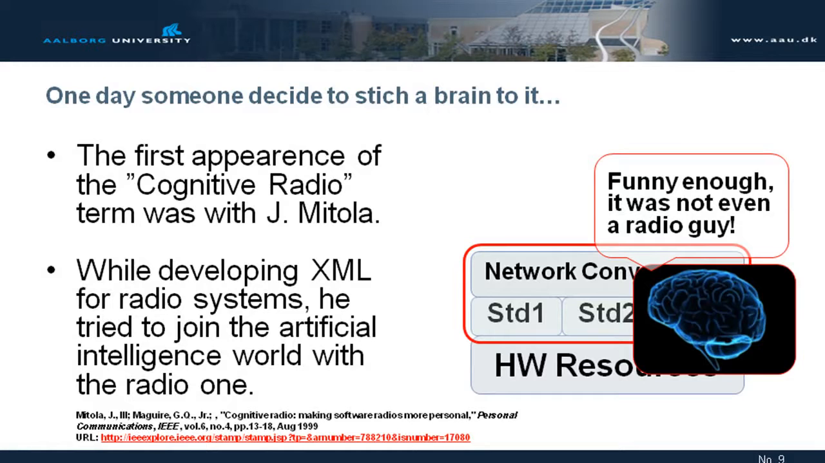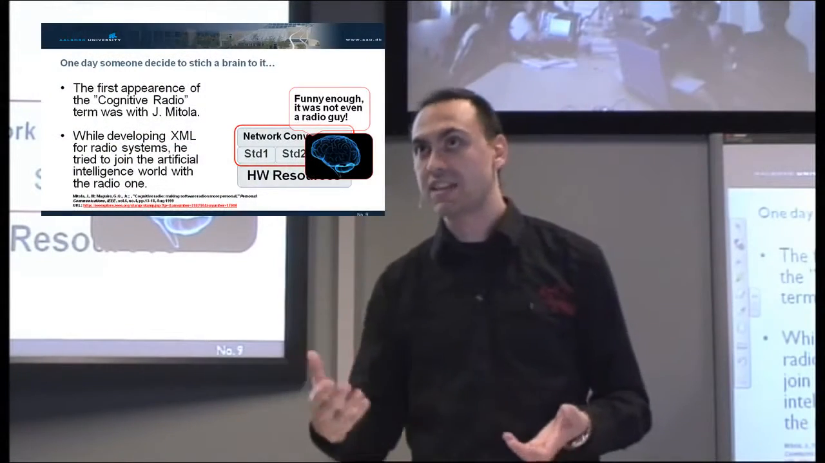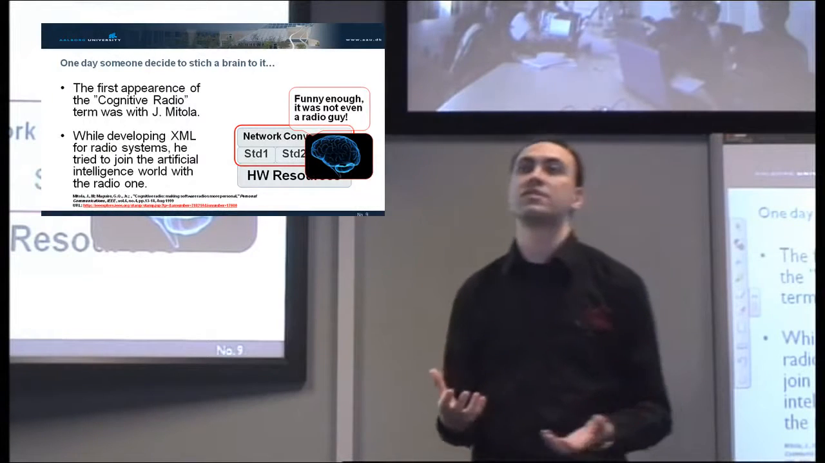And once we have this concept of doing things in software, there was some guy named Joseph Mitola that one day decided, okay, I am developing XML for radio systems, so I can easily configure these radio systems just with an XML file, easy to write, easy to code. Why don't we take something which is still software that manages these XML files and meta languages autonomously? Artificial intelligence was and still is a big fuss in the computer science world.